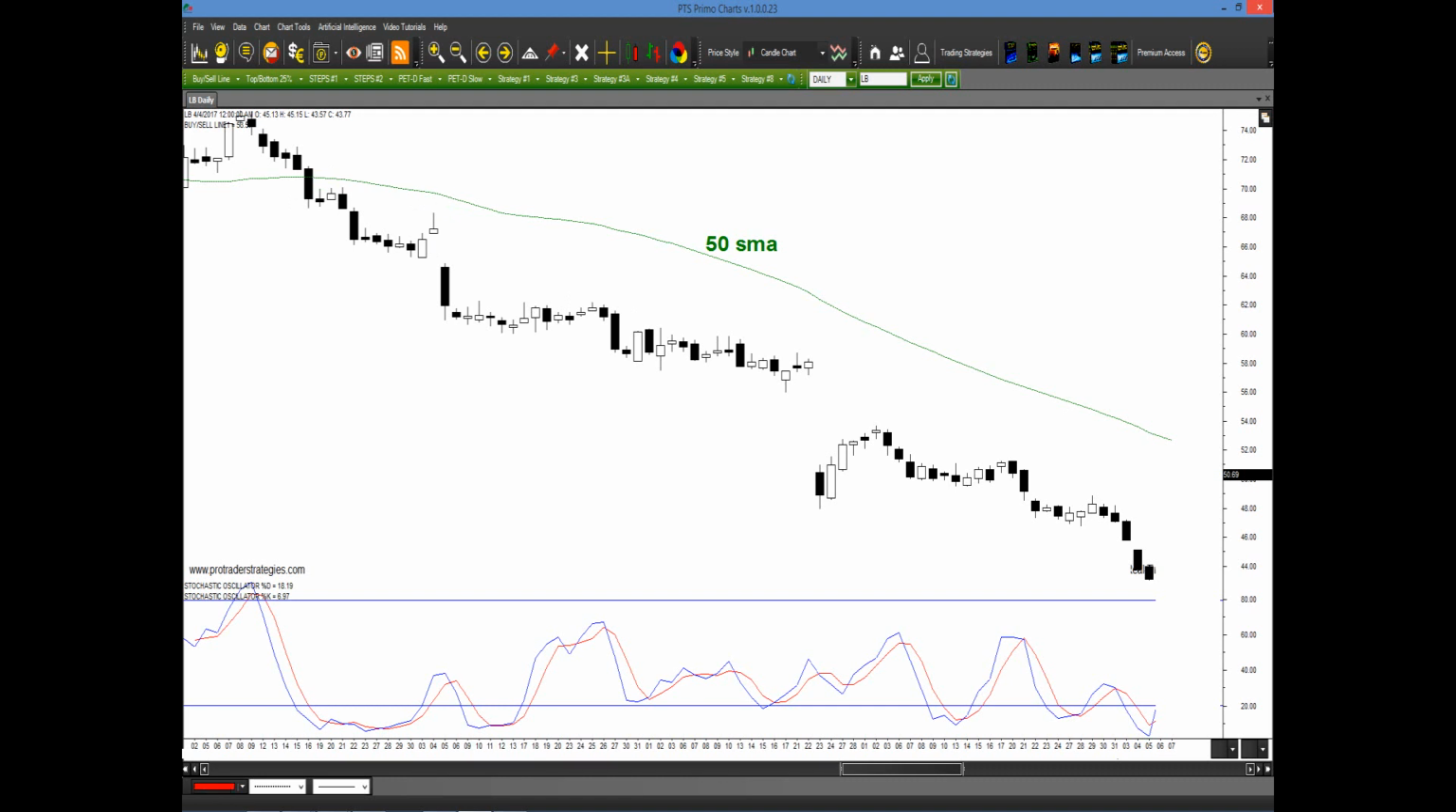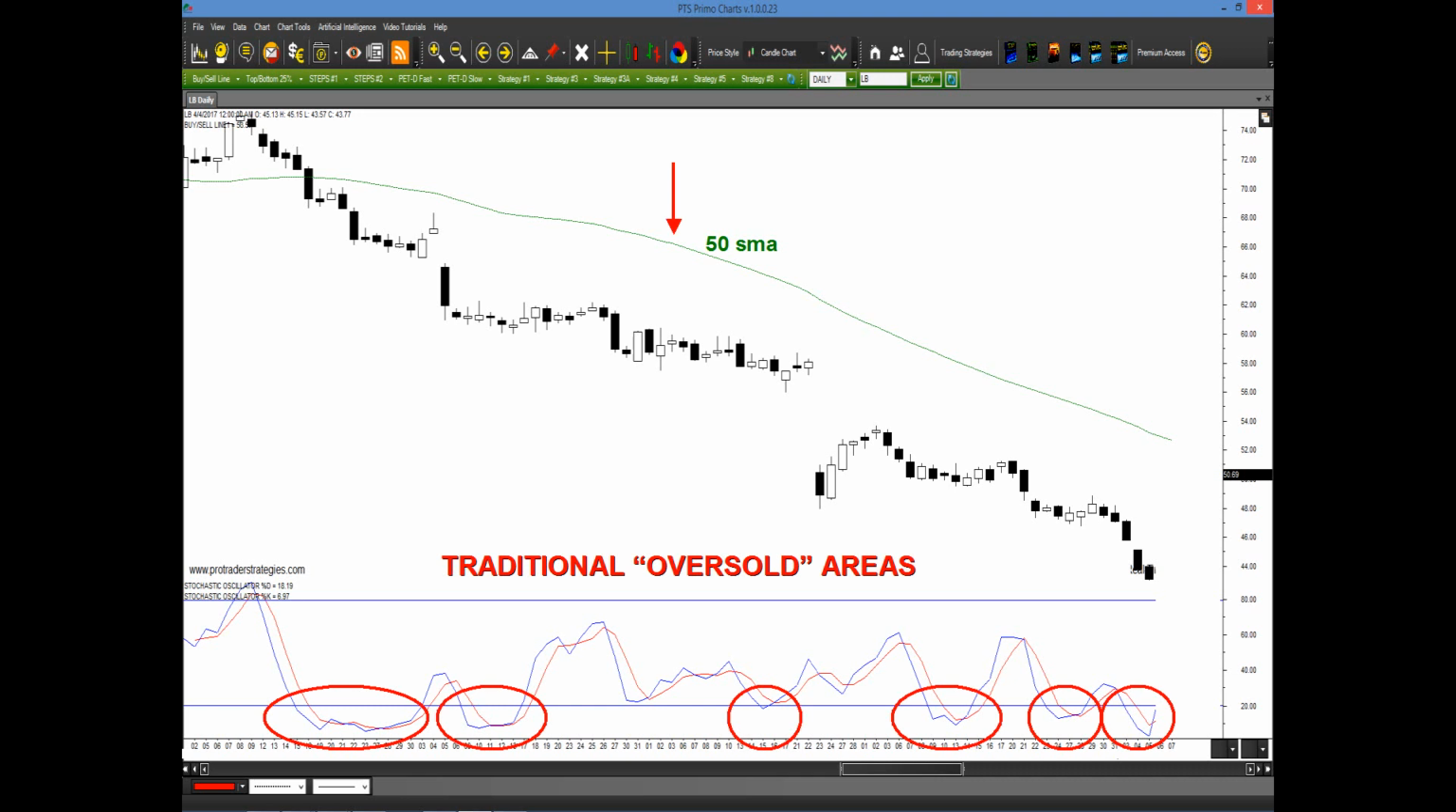So now, since we're looking at this from a seller's point of view, we want to identify all of the so-called traditional oversold areas, because price is below the 50. All right, since we're below the 50, we're only looking to sell. And these are the traditional oversold areas. And we're going to exploit them because we know that most likely they will not hold.